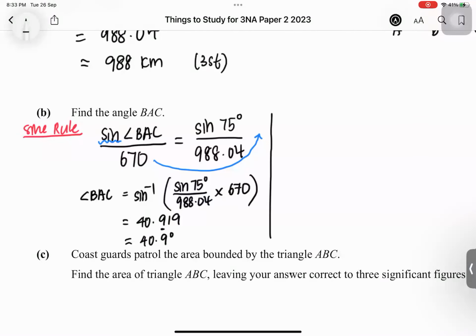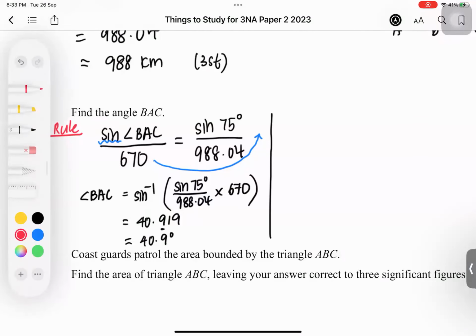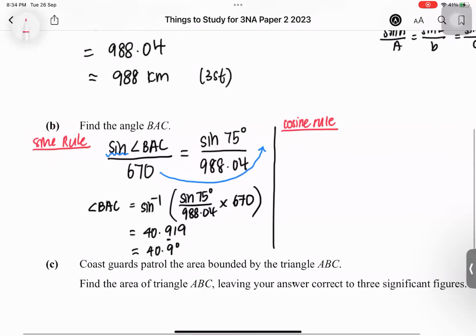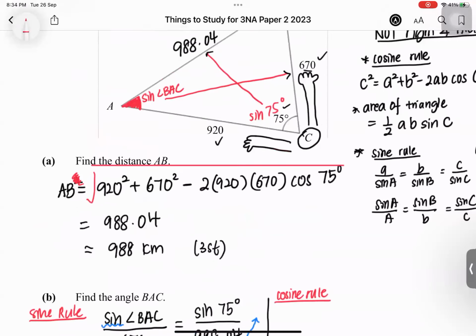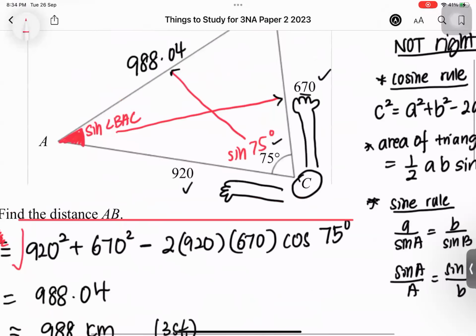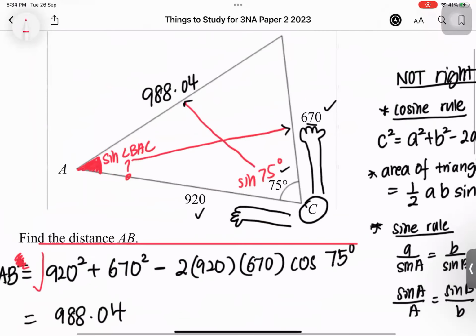If I don't use the sine rule, I can also use the cosine rule method to find the angle. Okay? For the cosine rule method, I must start with the side opposite the angle. I want to find angle ABC, so I need to start with the side opposite the angle. This one, 670, is opposite this angle, right?